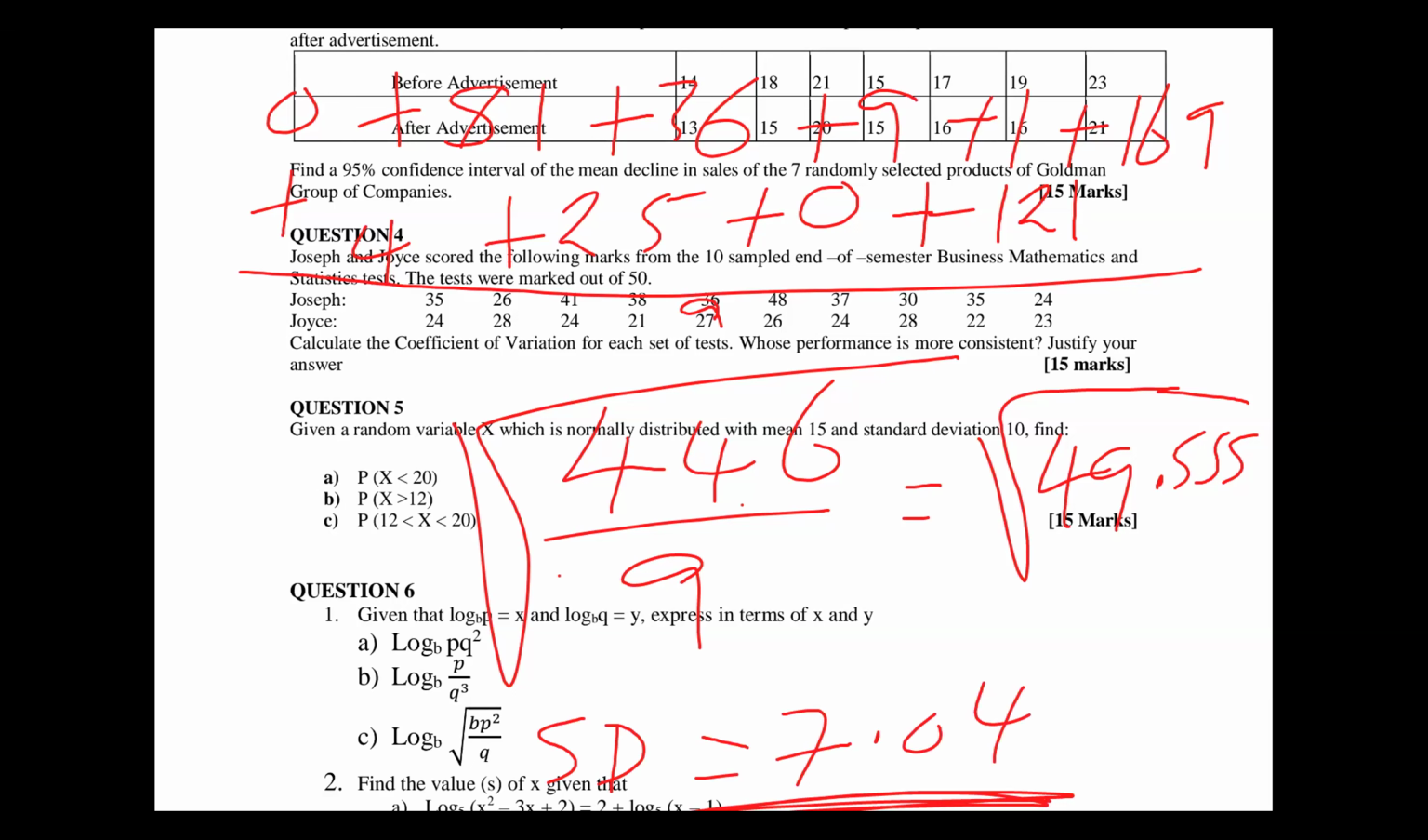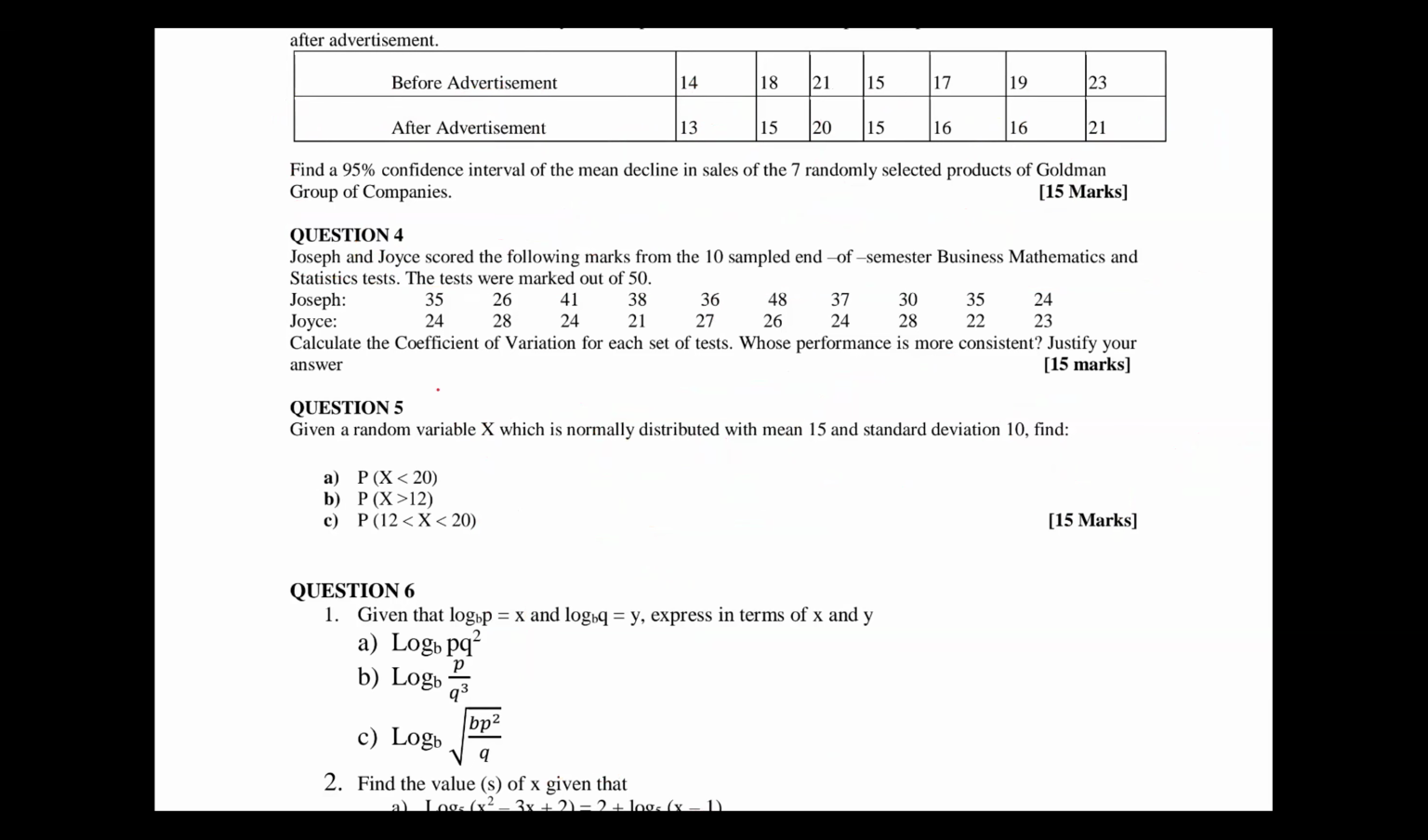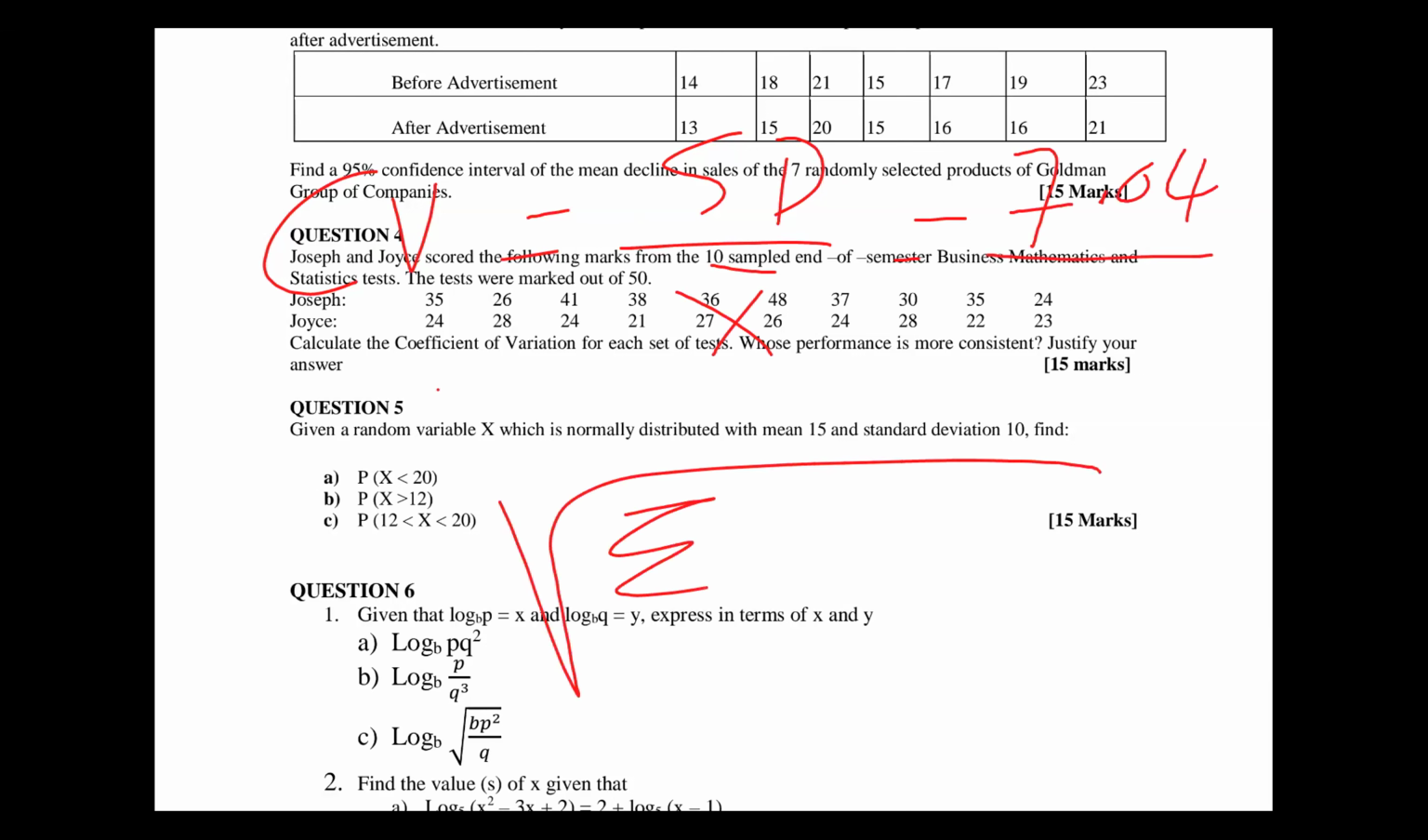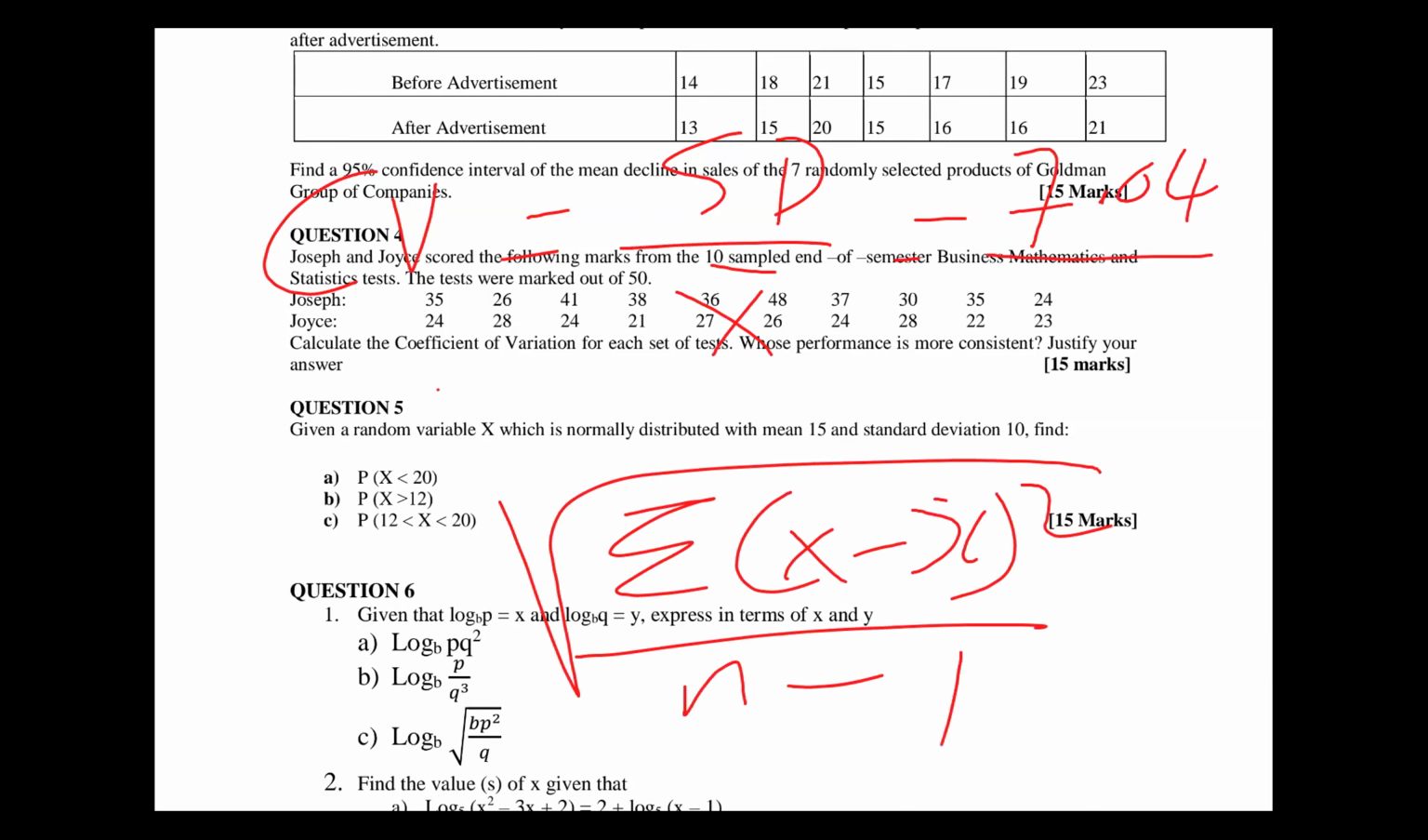Then the coefficient of variation for Joseph shall be easy, right? Because I said it's the standard deviation divided by what? Sir, sorry, take you back. Where did the 9 come from? The formula for standard deviation is the square root of the summation of x minus x bar squared, divided by n minus 1. Our sample size is 10. N is the sample size. Yes. All right. Thank you.